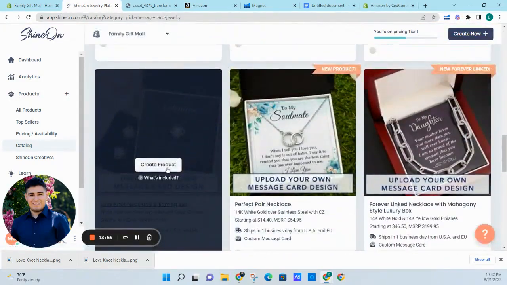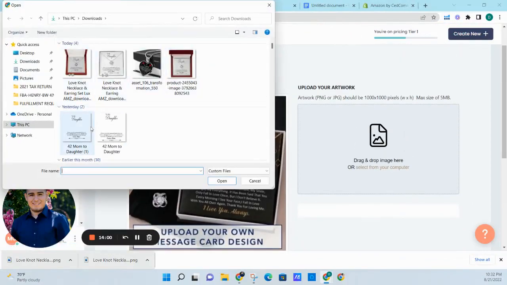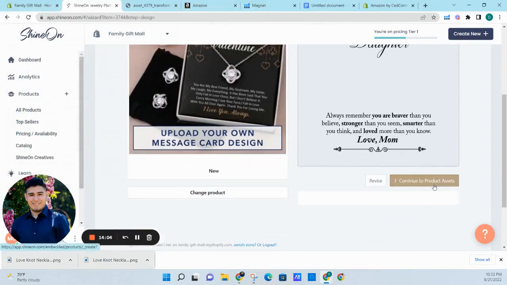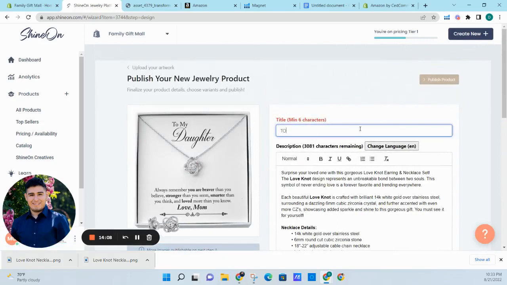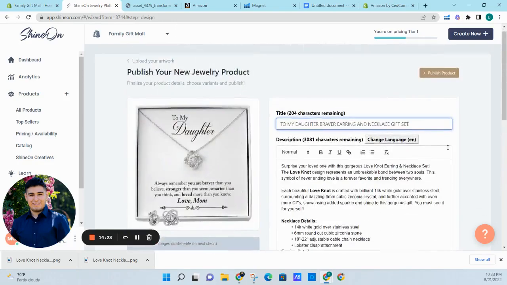The reason I do that is because you can get better margins if people choose this love knot bundle, right? So pretty much I do the same thing for my daughter favor: necklace, earring and necklace set, gift set.